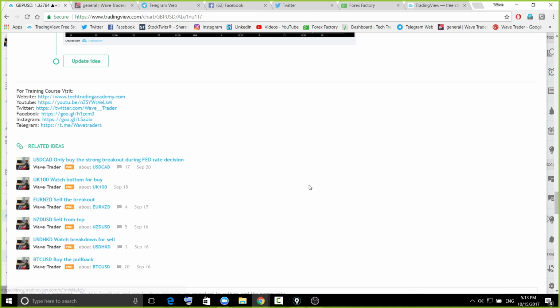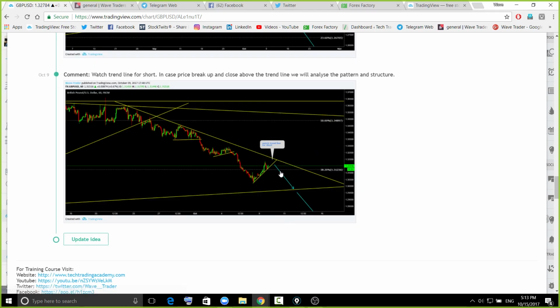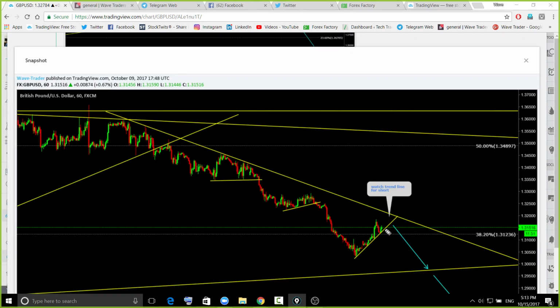We were looking for this correction to complete. We were watching this trend line, this area. Price slightly went above that trend line, but it is still a continuation formation. It hasn't changed the trend for the upside. It is still bearish from the breakout at this area under that trend line.